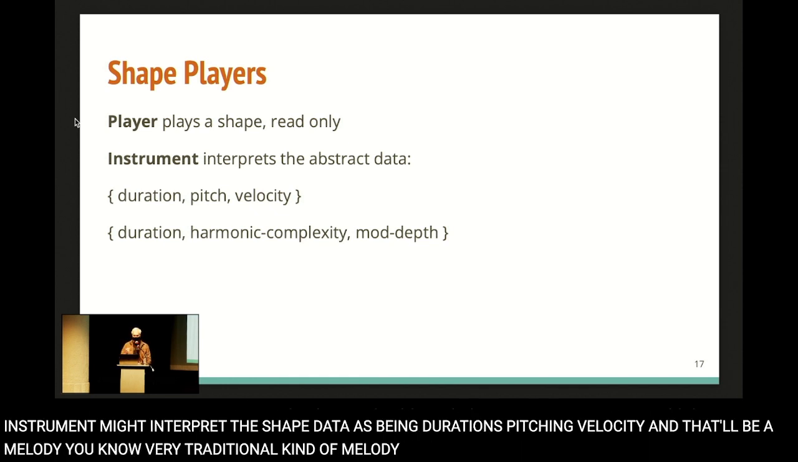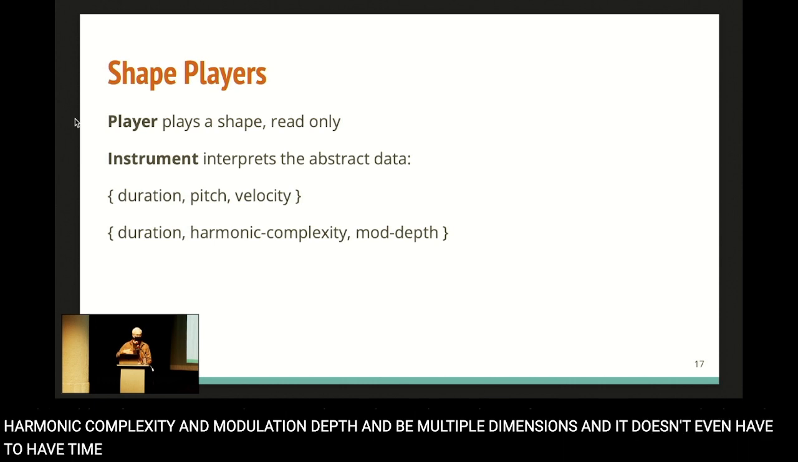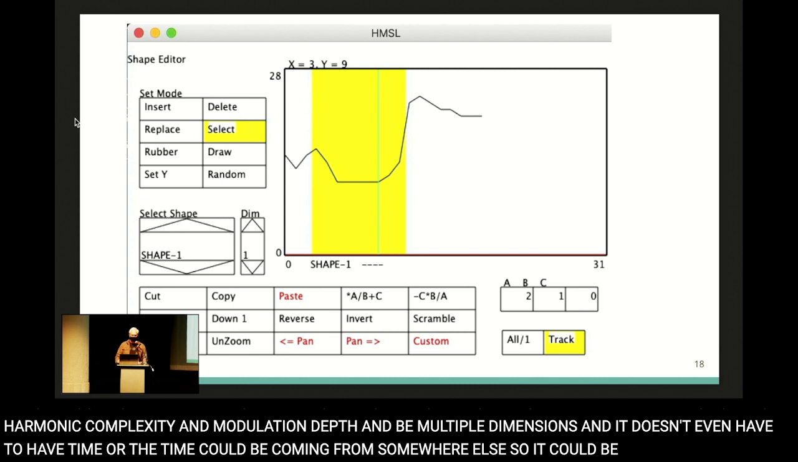Another one might interpret it as duration, harmonic complexity, and modulation depth. And it could be multiple dimensions, and it doesn't even have to have time. The time could be coming from somewhere else. So it could be very abstract.